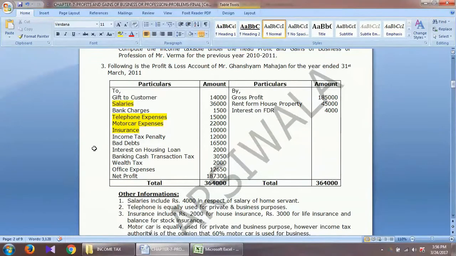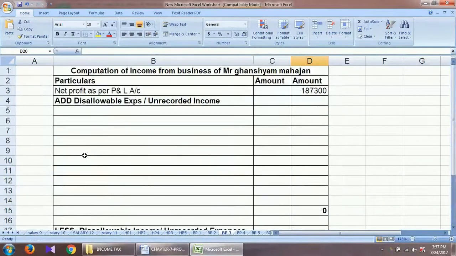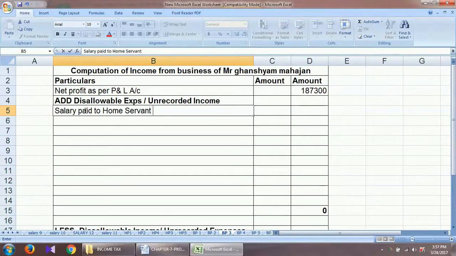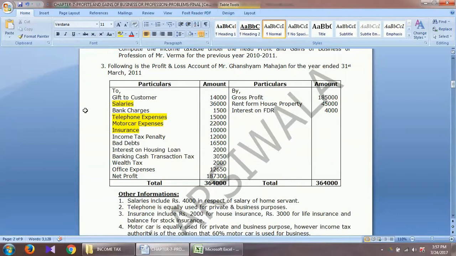Next comes salaries. Salaries are treated as business expenditure. However, in additional information, we have been provided that salaries include rupees 4,000 in respect of salary paid to home servant. It cannot be treated as a business expenditure, so we will be adding that particular 4,000 rupees back to this profit. So here I will add back salary paid to home servant 4,000 in a column.